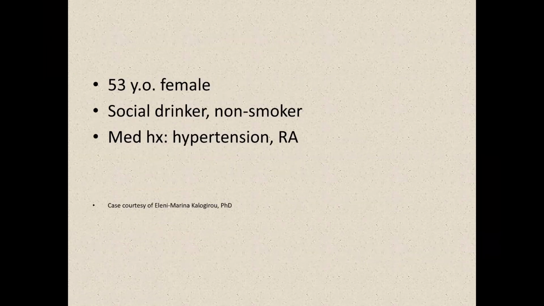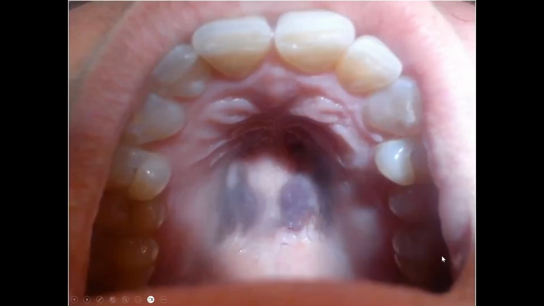And here's a case provided by Dr. Kulagairu. This is a 53-year-old female who is a social drinker and a non-smoker with a medical history of hypertension and rheumatoid arthritis. And here you can see the classic pattern of medication-related pigmentation, and that is kind of this blue, gray, maybe black, brown, symmetrical throughout the palatal vault.